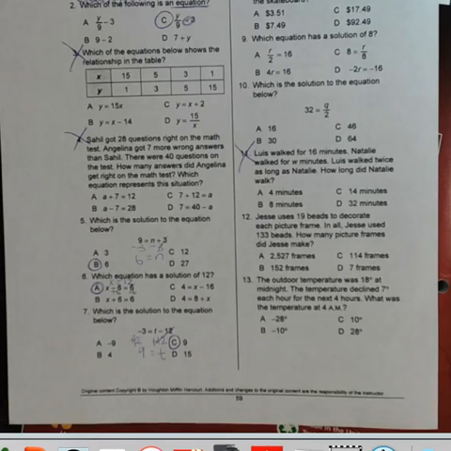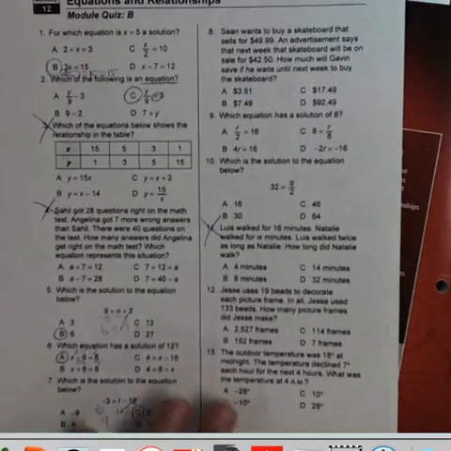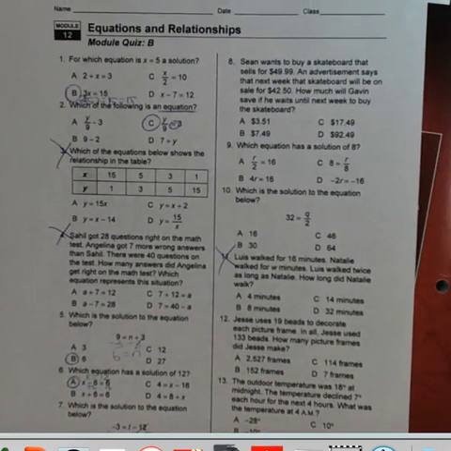Number 8. Sean wants to buy a skateboard that sells for $49.99. An advertisement says that next week that skateboard will be on sale for $42.50. How much will Gavin save if he waits until next week to buy the skateboard?